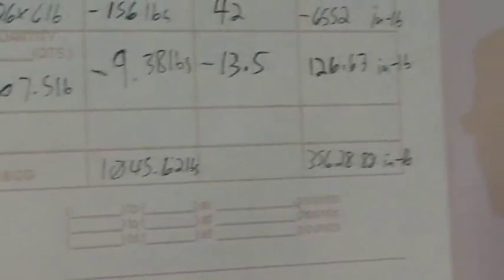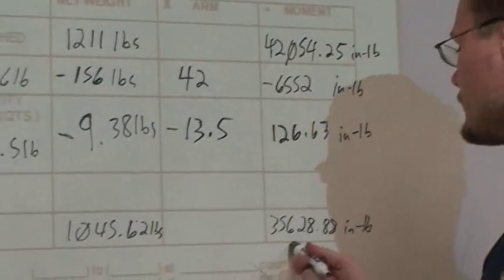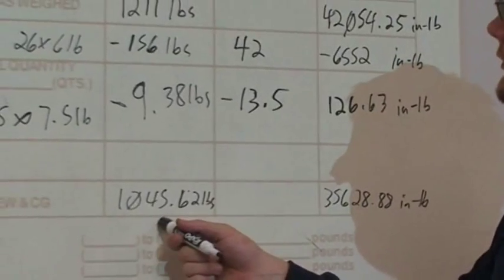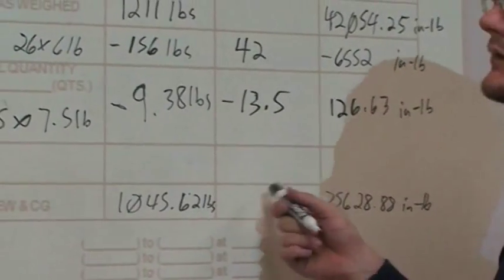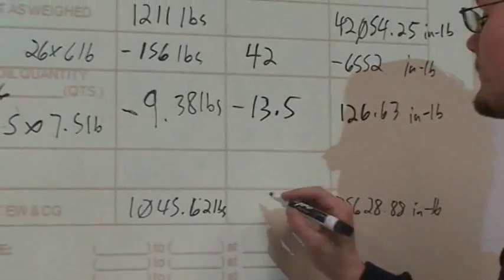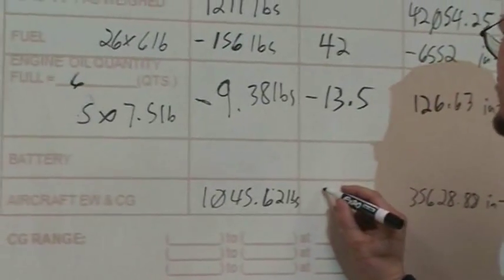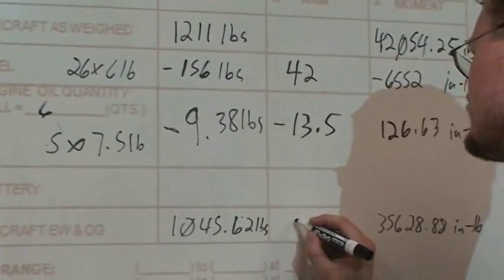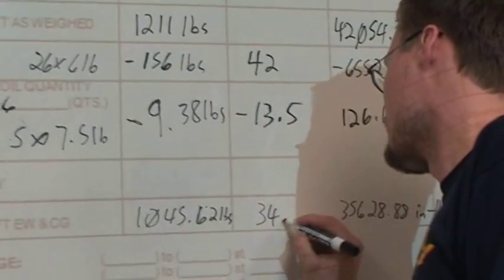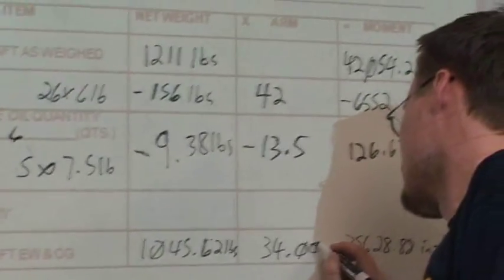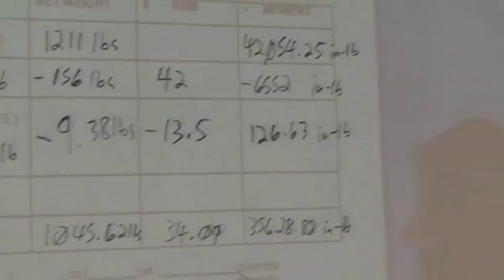Okay. Now we're going to take our total moment, divide it by our total net weight, and we should get our CG. And what is our CG? 34.09. I hope that's the right one. Yeah, 34.09. Okay, all right.